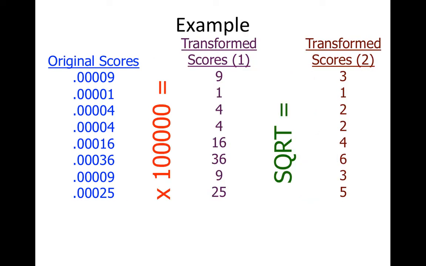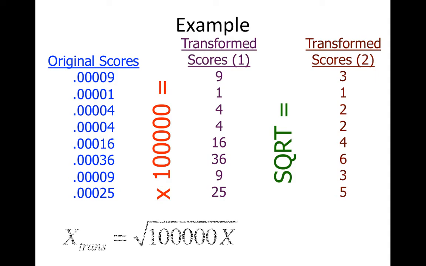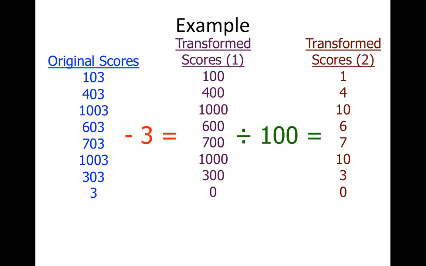We could go even further in this second example and take the square root. So if we were to take the square root of 9, of 1, of 4, of 4, of 16, we would wind up with a new transformation: 3, 1, 2, 2, 4, 6, 3, 5. In other words, we've now made our transformation the square root of 100,000 times X.